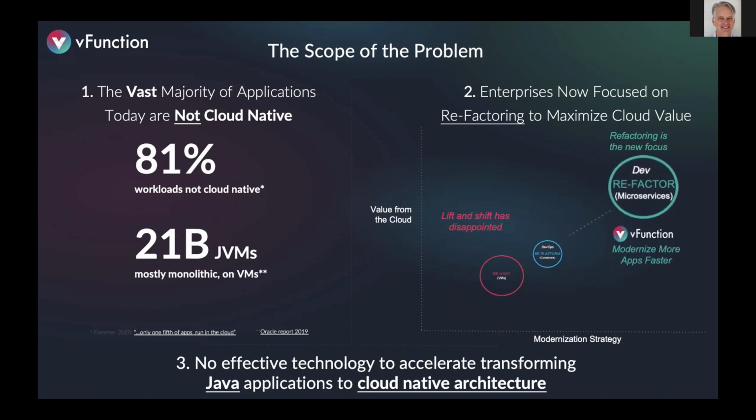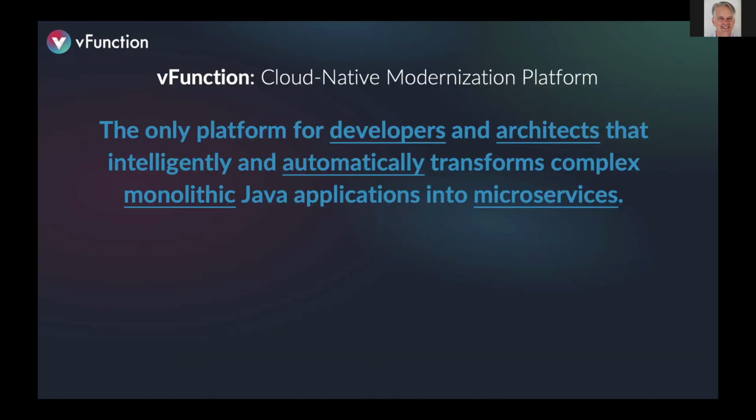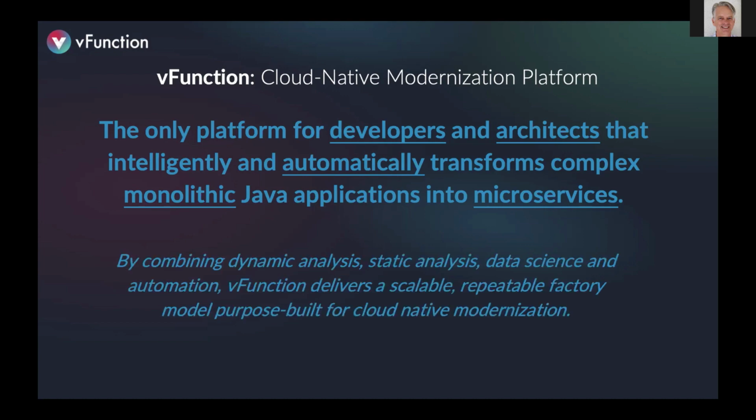And our vision is to expand the footprint of those applications that can be refactored and really provide another option to move to microservices much more quickly and take advantage of the cloud in a much more efficient way. So what does vFunction do? We're a cloud-native modernization platform, and this is for developers and architects. And you'll see that as we go through the demo, we automatically transform Java monoliths into microservices, and we're purpose-built for that particular use case.